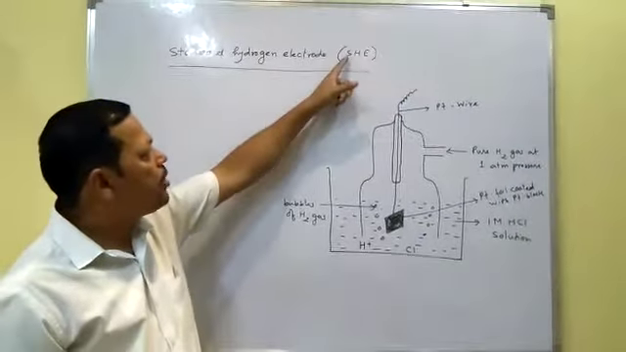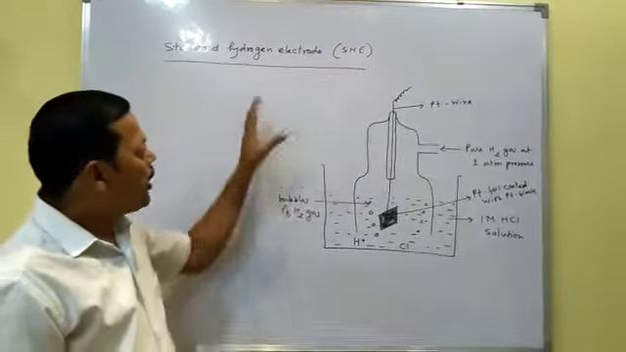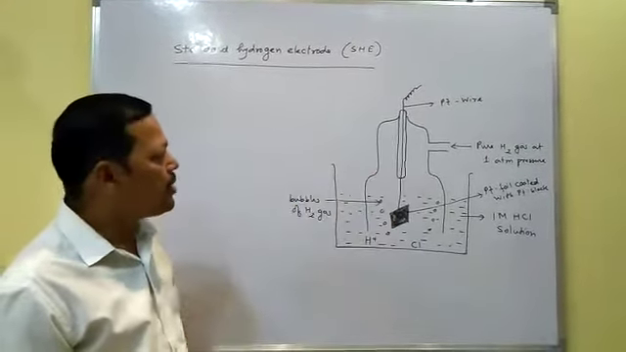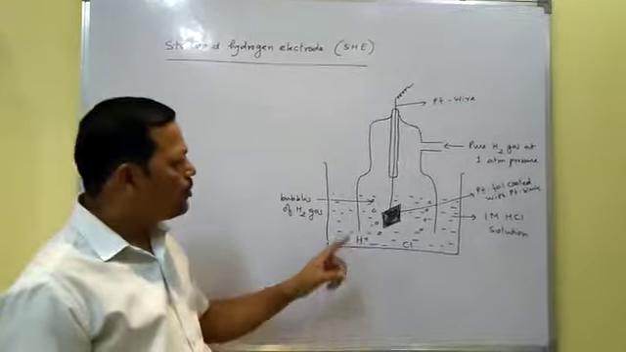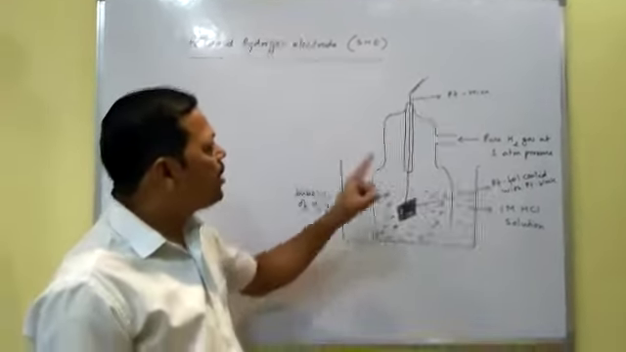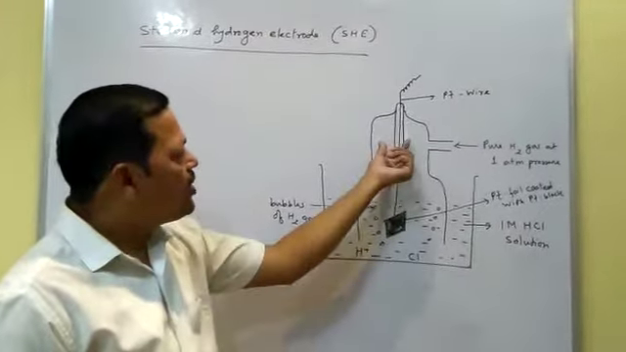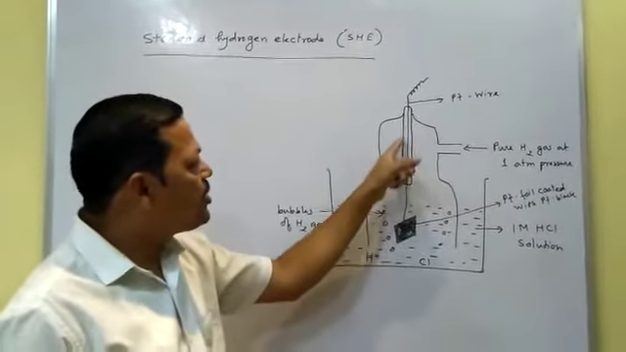Good morning, students. This is the standard hydrogen electrode. In short form, it is called SHE. And this is about the construction of the standard hydrogen electrode. Here, to construct the standard hydrogen electrode, one platinum wire is used, and the platinum wire is sealed in a glass tube.